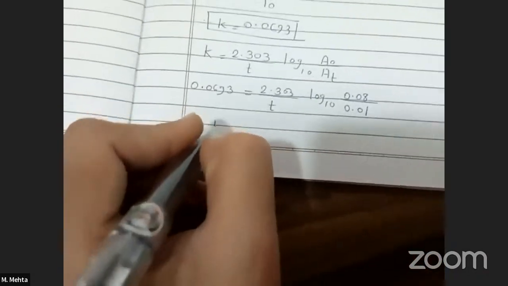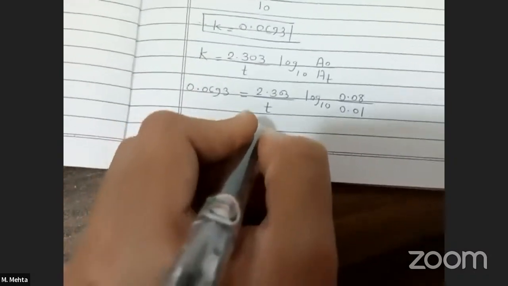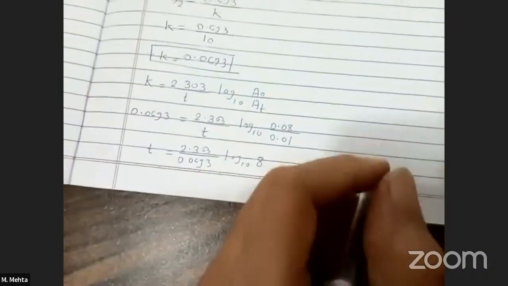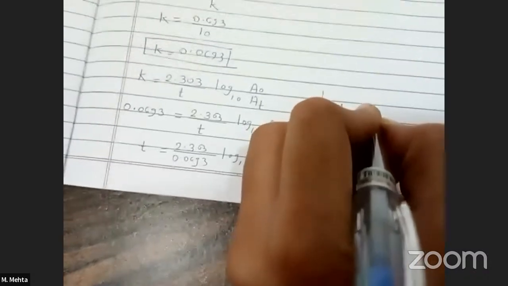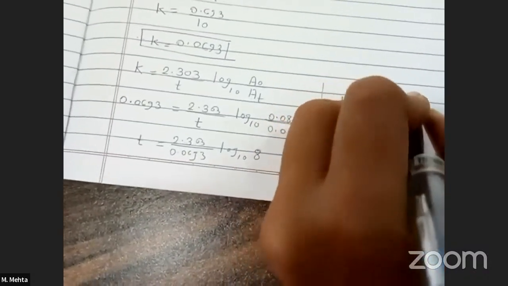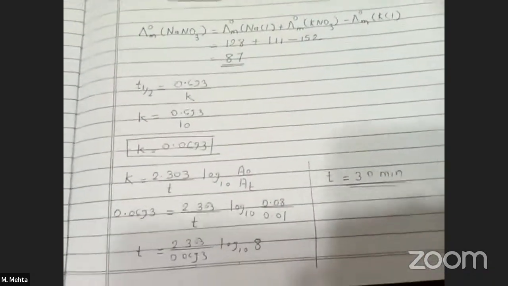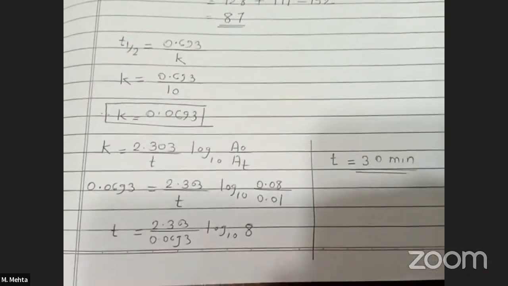So I can write T is equal to 2.303 upon 0.0693 log to the base 10 of 8. So if you solve this particular equation, you will get T is equal to 30 minutes. So the answer is 30 minutes.